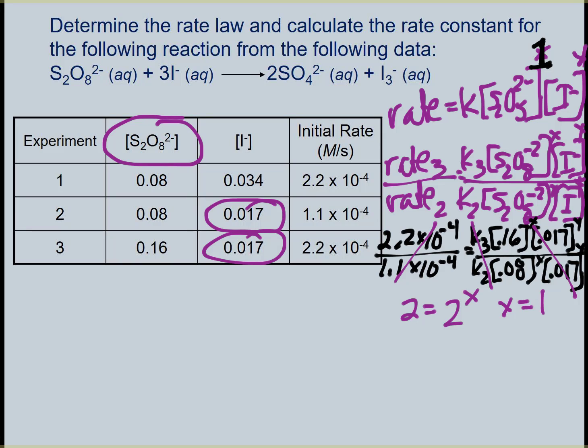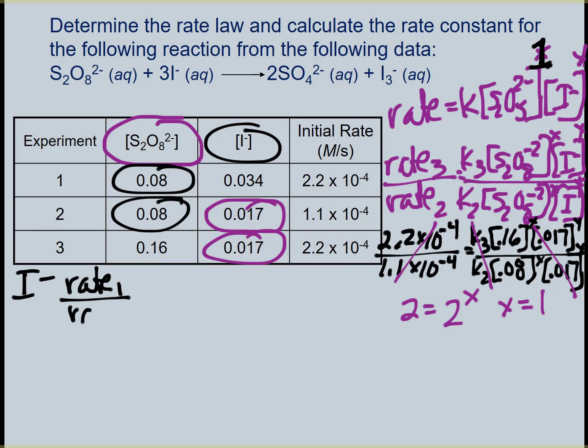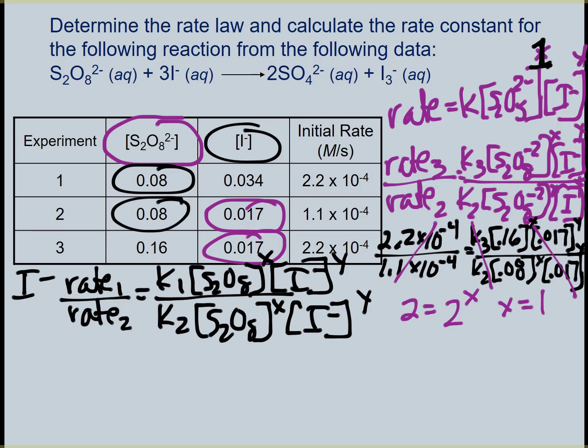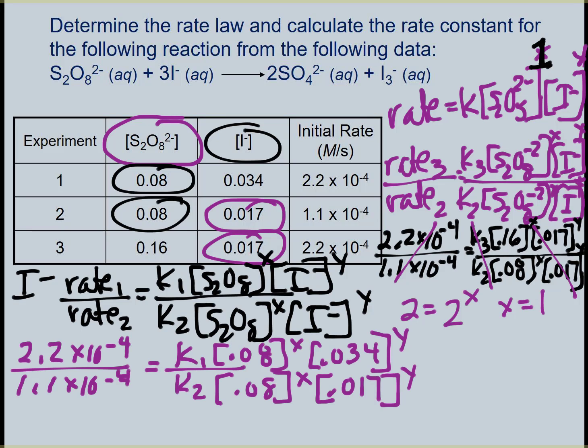Next, we can figure out the iodide ion. This time I'm going to look at experiment 1 and experiment 2. So the rate of 1 divided by the rate of 2. And I'm just going to go ahead and set that up. I'll plug my numbers in. Simplify and cancel out like terms. My rates become the 2.